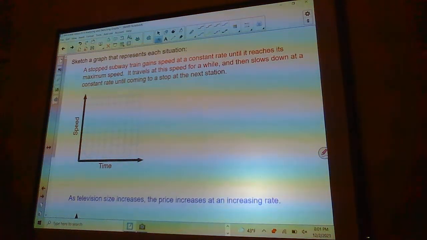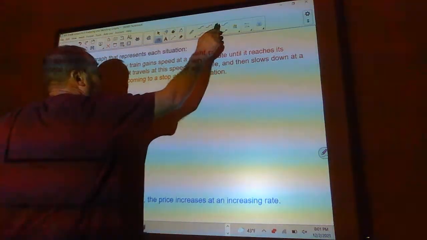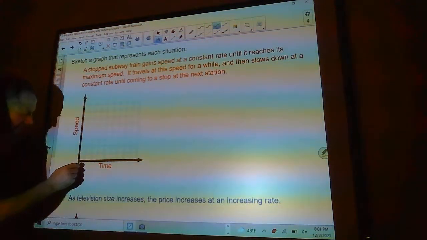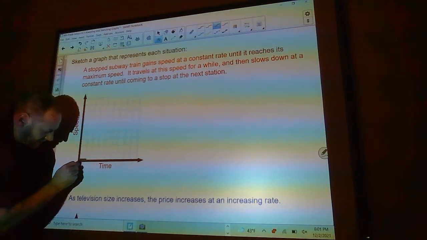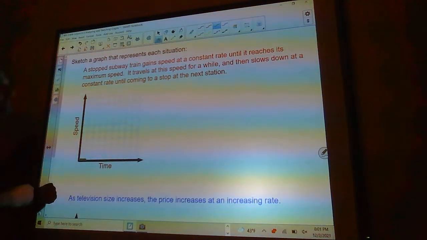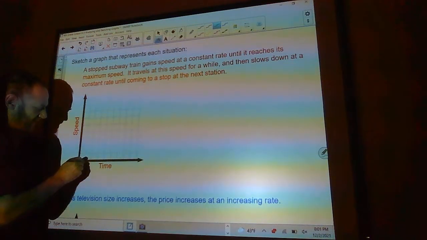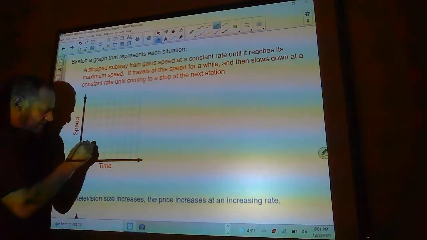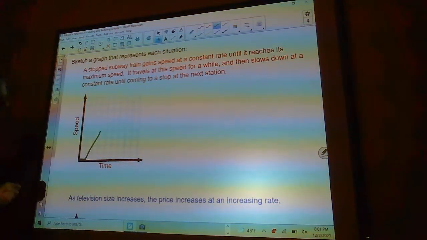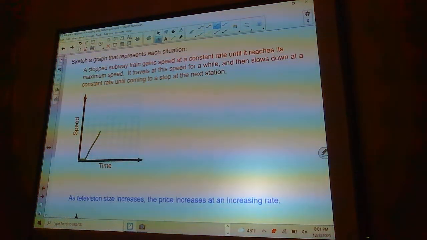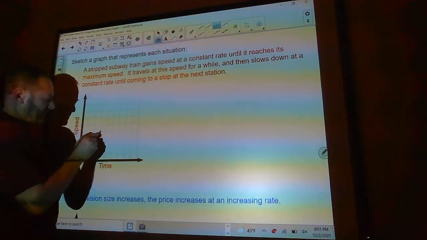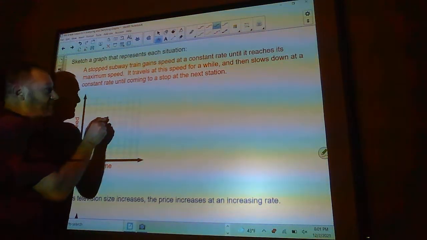Sketch a graph that represents each situation. A stopped subway train gains speed at a constant rate until it reaches its maximum speed. If we were going to draw that, it's stopped, so it's just sitting right here, say that long. And now it's increasing at a constant rate until it reaches its maximum speed. So let's say it goes to here. Now it's at its maximum speed.